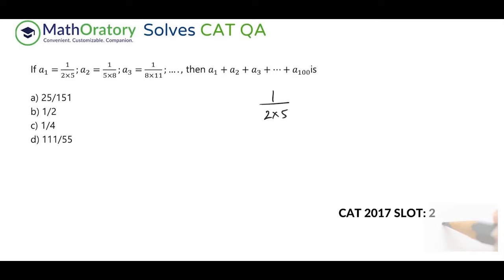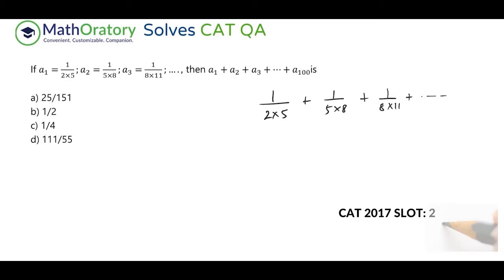So we have 1 into 2, 1 by 2 into 5 plus 1 by 5 into 8 plus 1 by 8 into 11, and this goes on till 100 terms or something, right? Let us not get into the 100 terms as of now. First thing, you should be able to notice this: 2 and 5, 5 and 8, 8 and 11, each of them has a common difference. The difference is 3, isn't it? So the first target of these questions is always to get that 3 in the numerator.